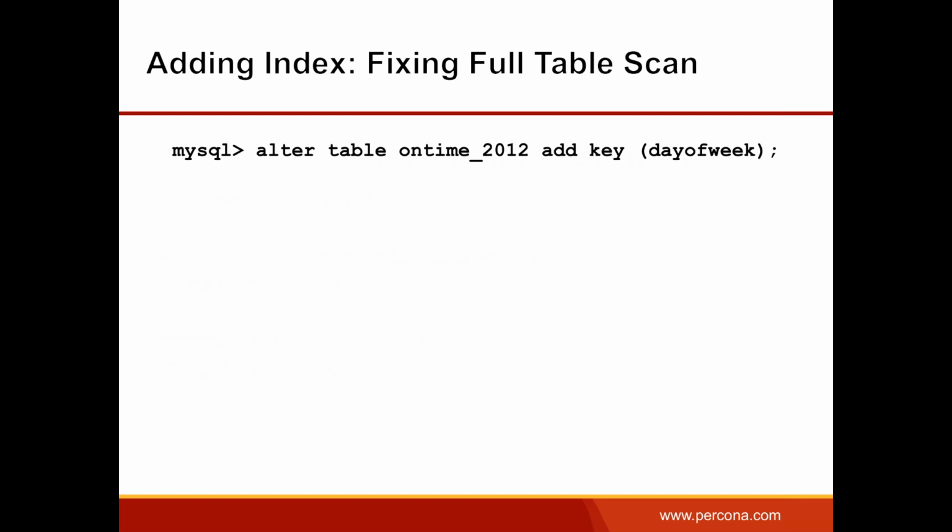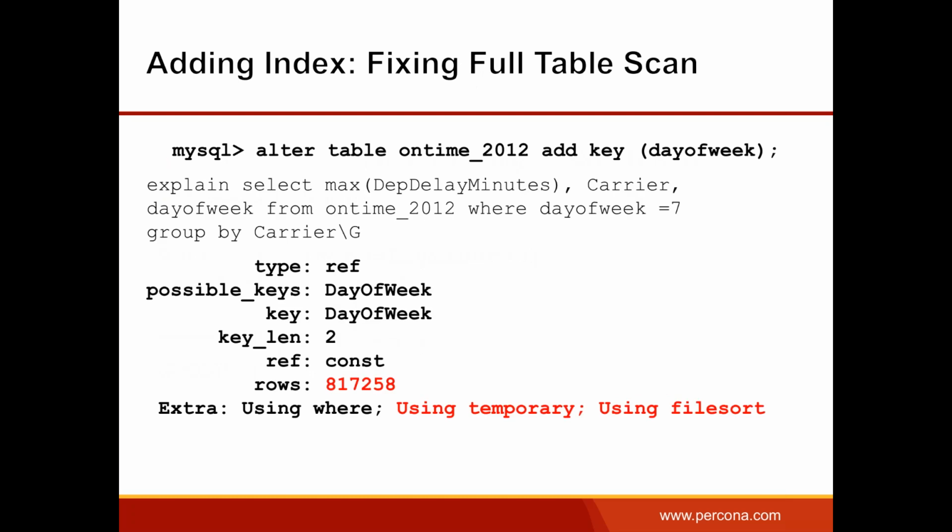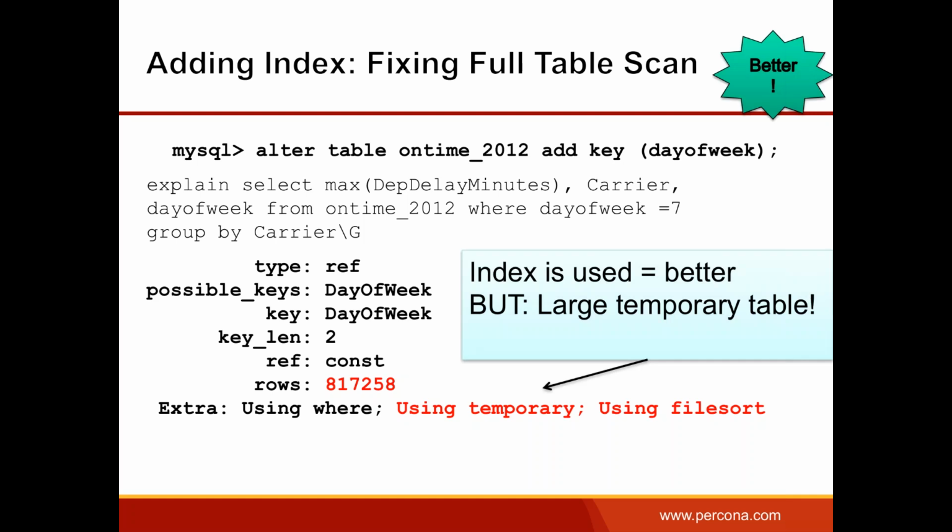Well, first of all, we need to fix the full table scan, and we add an index on day of week. That's what we already did. So in this case, it's better. It's using the index on day of week, but it still creates a temporary table. So how do we fix the temporary table part?